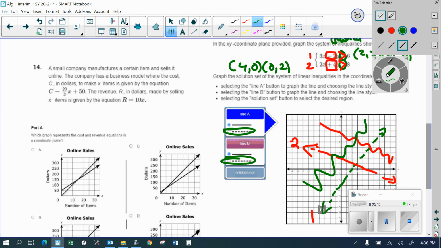There's above on the green. Now, where does it overlap? Where is it both green and red? Right here. And there's my answer. Okay.